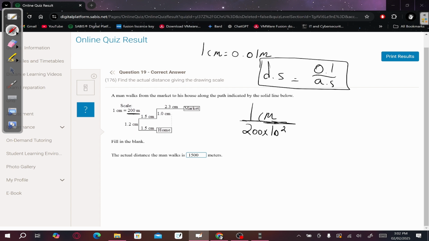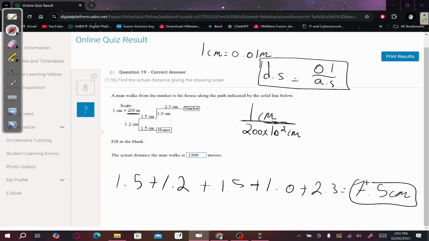So what we're going to do now is add up everything, then multiply it by the drawing scale. So 1.5 plus 1.2, I'm starting from here and working my way up. 1.5 plus 1.2 plus 1.5 again. Let me just erase this line. Plus 1.0 plus 2.3 gives me 7.5 centimeters, right?